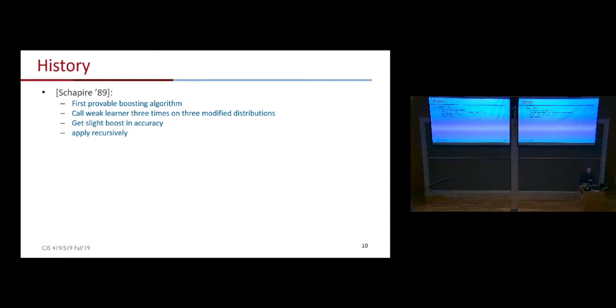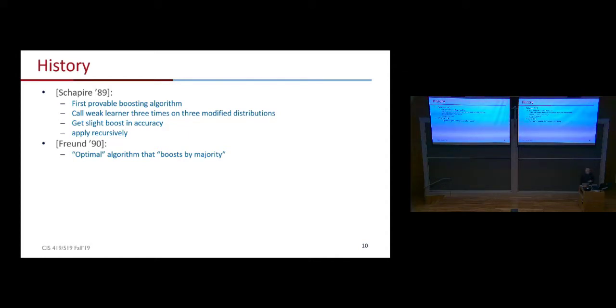Basically, he showed that he can take a weak learner and call it 3 times on 3 modified distributions, and this was key. You cannot fix the distribution. You have to be able to do it on different distributions. And then he was able to get a boost in the accuracy, which means the epsilon went down. And then you can apply this recursively and get whatever epsilon you want. So the history here is really interesting. This was the first boosting algorithm.